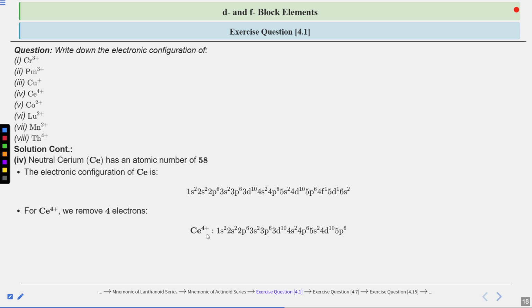The remaining configuration for cerium 4 positive is 1s2, 2s2, 2p6, 3s2, 3p6, 3d10, 4s2, 4p6, 5s2, 4d10, 5p6. So up to 5p6 we have this configuration for cerium 4 positive. The other outermost orbital electrons, that is 4, will be removed. Or you can also write the cerium 4 positive configuration as the xenon 54 configuration. Cerium 4 positive configuration is similar to the xenon noble gas configuration, so you can write it like that.